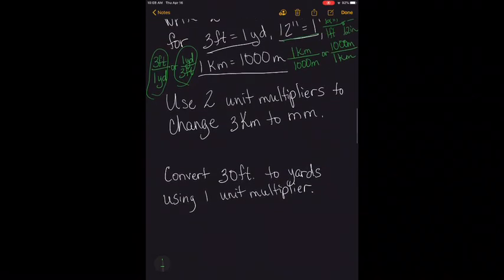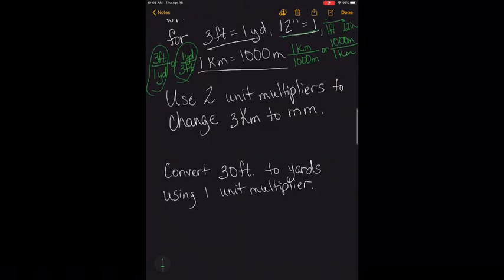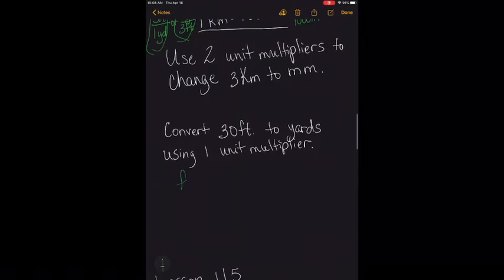Okay, we're going to jump down here to convert 30 feet to yards using 1 unit multiplier. The one above it is kind of just for fun. It's a little bit more challenging than using 1 unit multiplier. You have to think about how to use 2. But let's start off by just using 1 unit multiplier. We want to go from feet to yards. Now, this is how I always start, and I would like for you guys to get into the habit of starting this way.